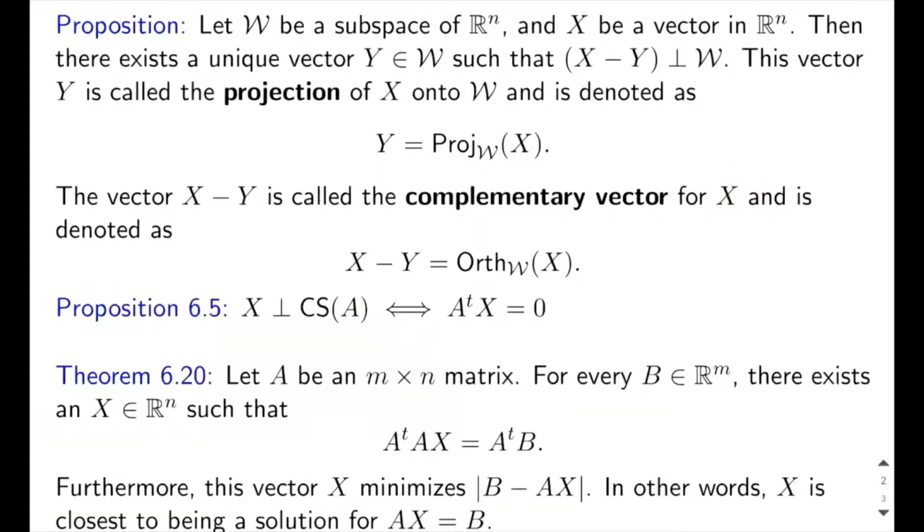Because it is perpendicular to the whole W, we write this notation, which is just a shorthand for orthogonal. So if you subtract from a vector x its projection on a space, what's left is the orthogonal part. So we are going to prove this proposition. There are two things to prove. You need to prove that the vector y that you find is inside W, and you also need to prove that x minus y is perpendicular to W.